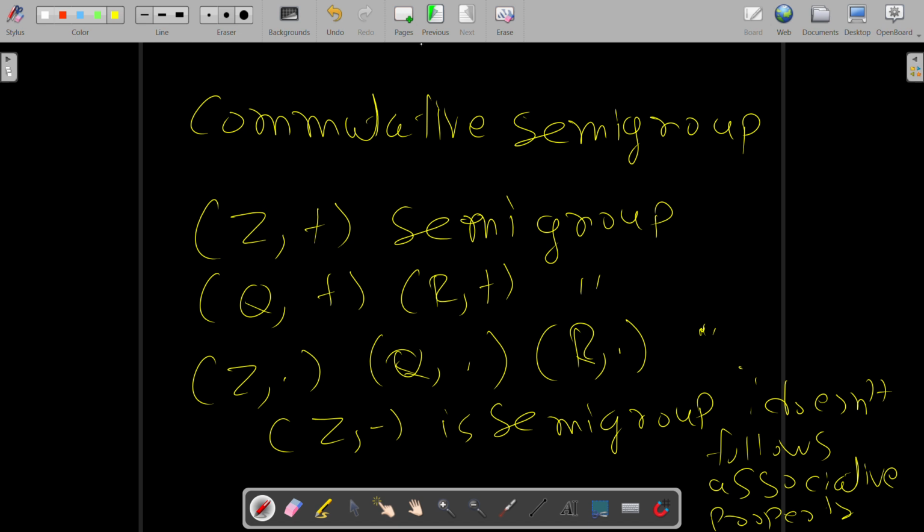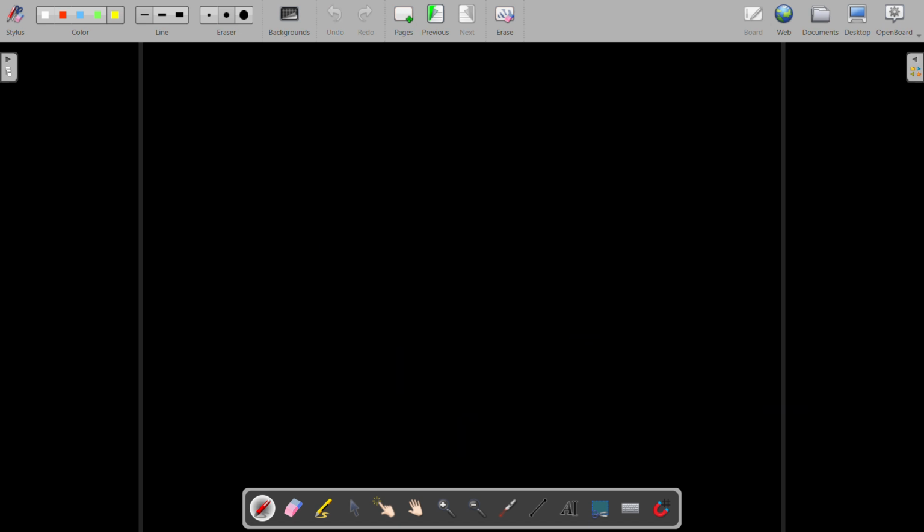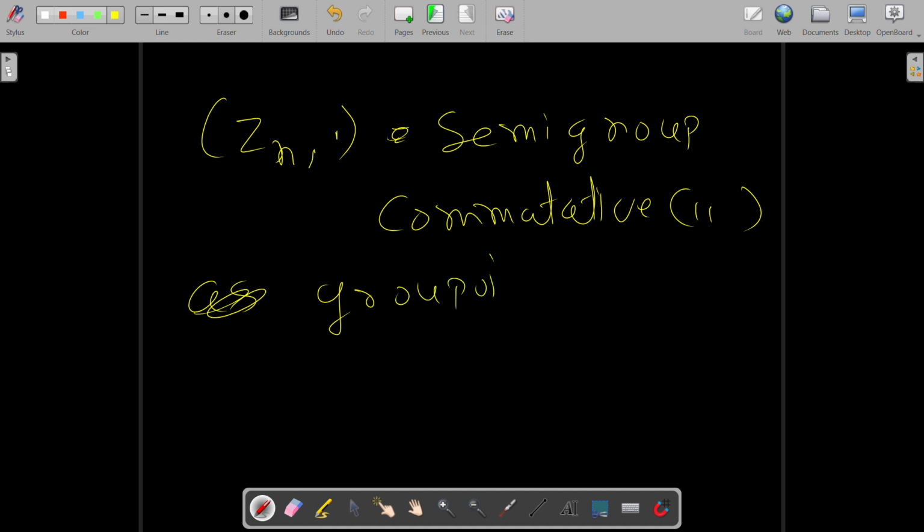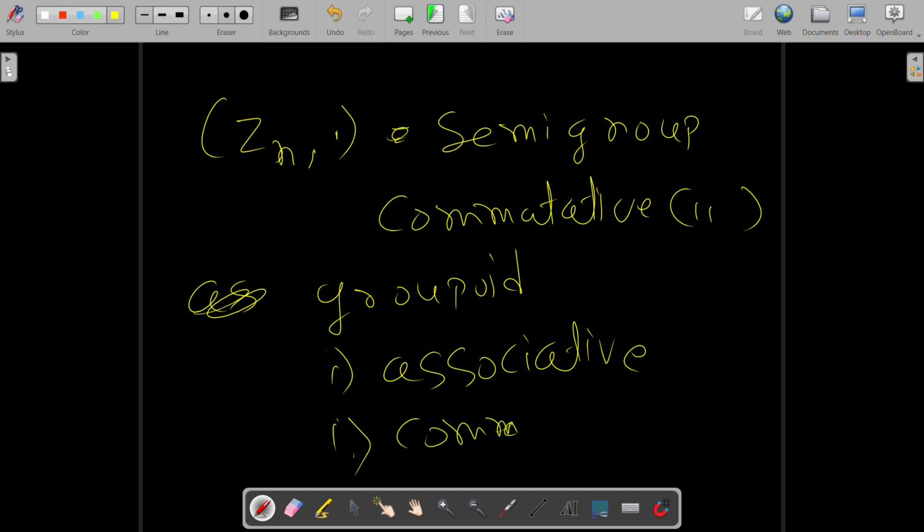Similarly, Zn dot is also a semigroup, and you can see it is also a commutative semigroup, as it is a groupoid which follows both the associative and the commutative law.